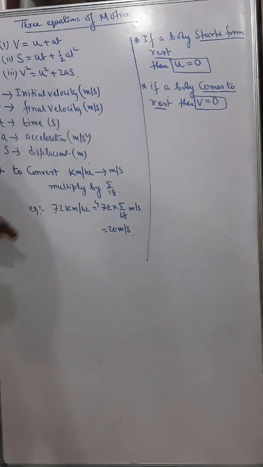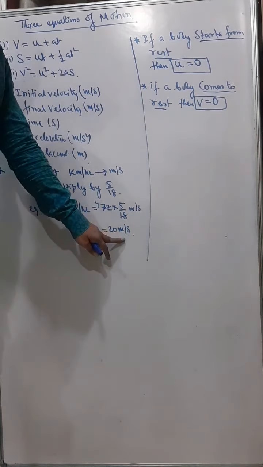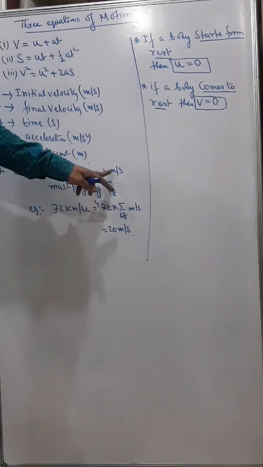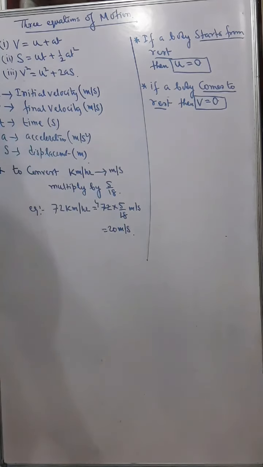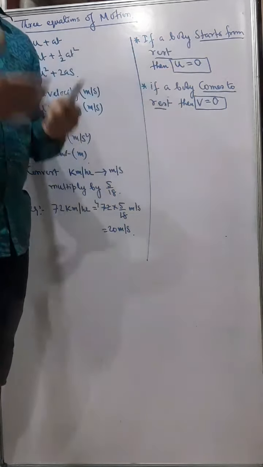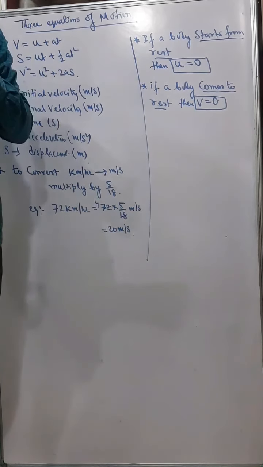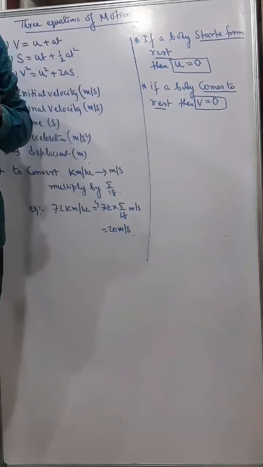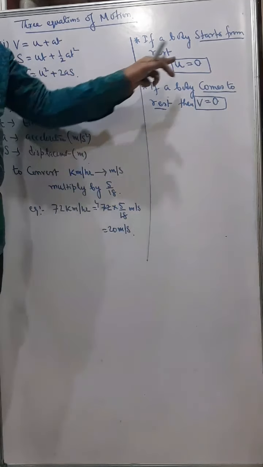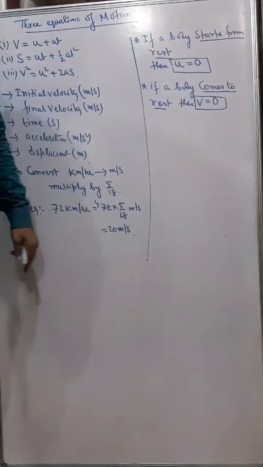Understand? So we should always convert velocity into meter per second by multiplying by 5 by 18. Also remember, if a body starts from rest, suppose in a question they told a car starting from rest reaches a velocity of 50 meter per second. That means you will take u equals 0 and v equals 50.